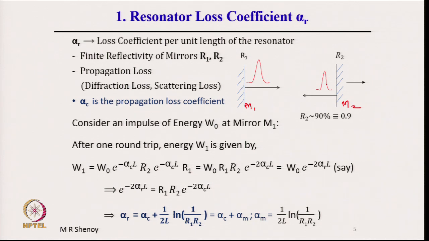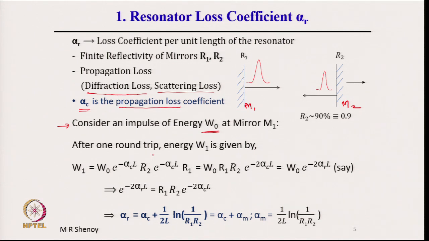In between there could be propagation losses, inevitable losses of diffraction and scattering, which we combine together and call propagation loss. Let alpha c represent the propagation loss coefficient, which represents the propagation loss per unit length. Now, consider an impulse of energy W 0 at the mirror M1.